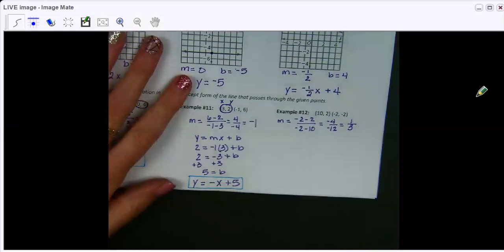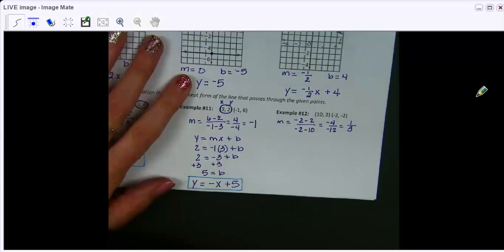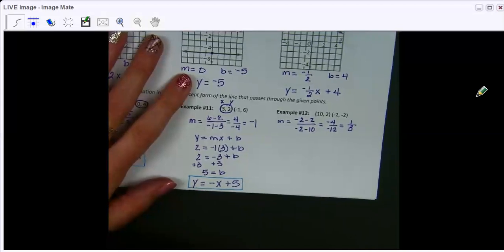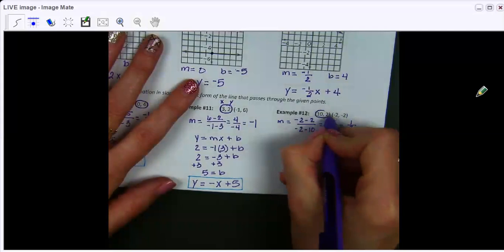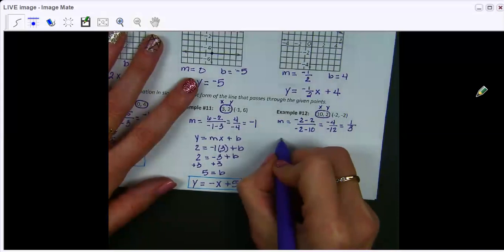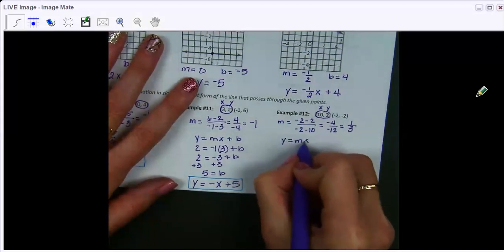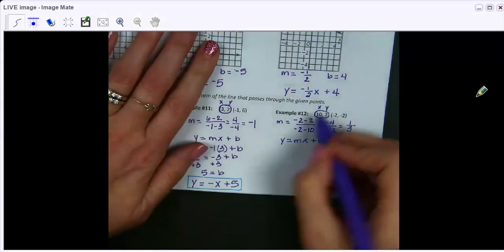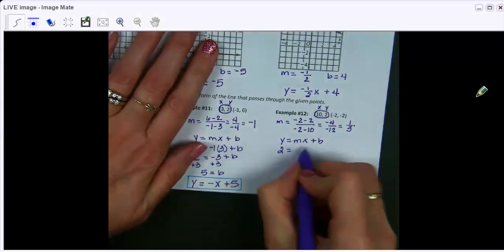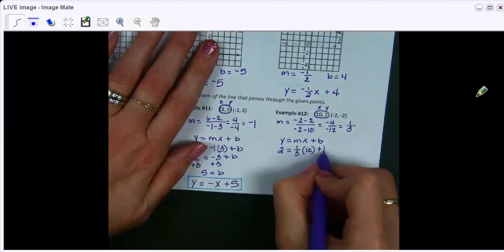Okay, now we're going to plug a point and the slope into the equation. Does anyone have a particular preference for the point we use? 10, 2. I was about to say that, yes. They're both positive. So let's go ahead and choose 10, 2, where 10 is our x and 2 is our y. I like to write out the blank equation first and then fill in my numbers. So we have 2 equals our slope of 1/3 times 10 plus b.